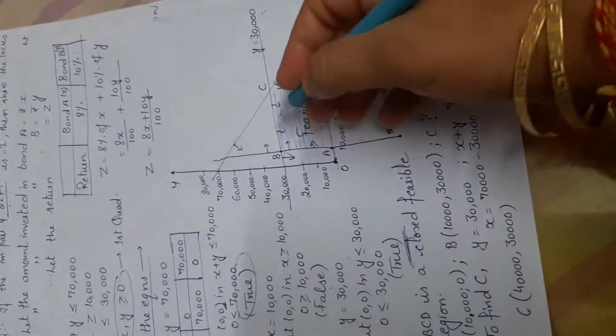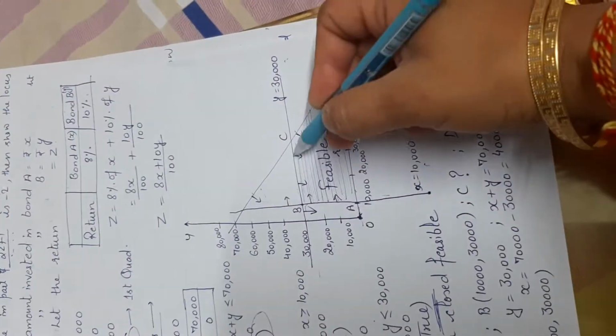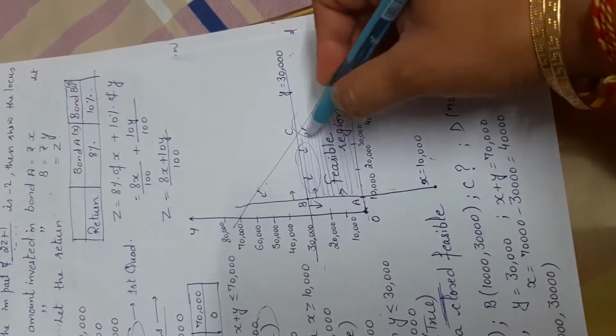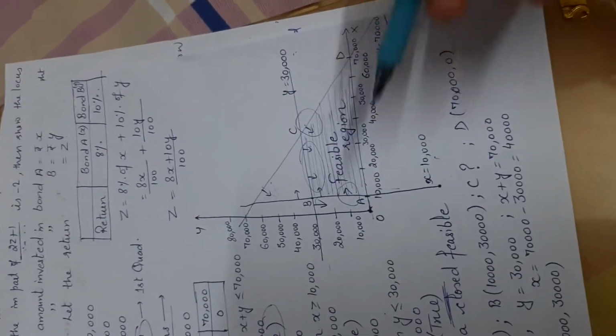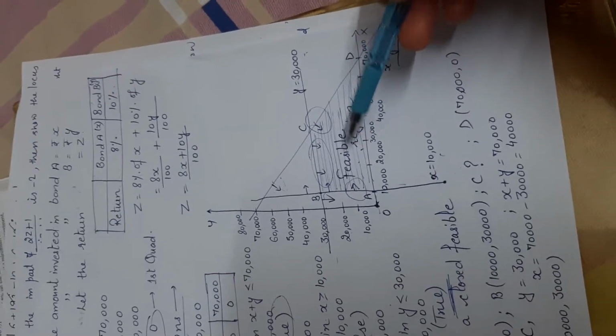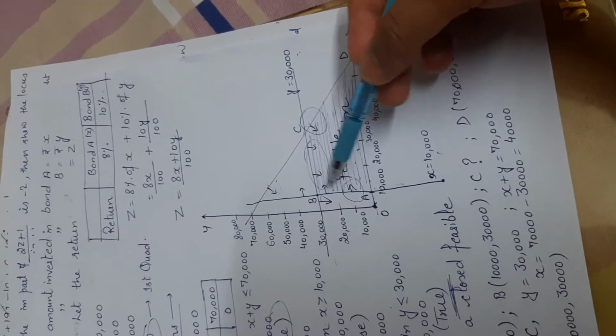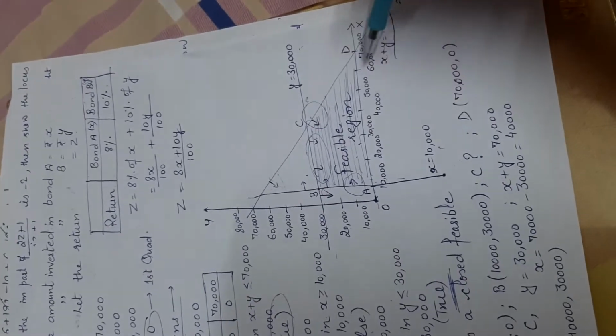So this is the area you have already seen. This is the feasible region where all three shadings, this line's shading, this line's shading, and this line's shading, meet. Three lines were there and three shadings are meeting in this region. So this is the feasible region. It is a closed region, as you can see. I have named the corner points A, B, C, D.